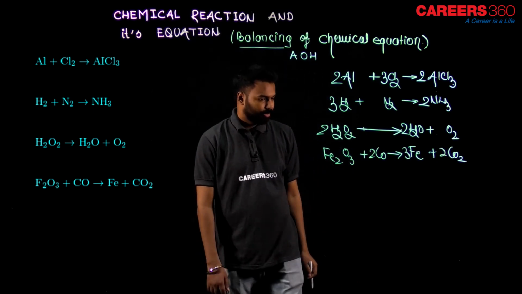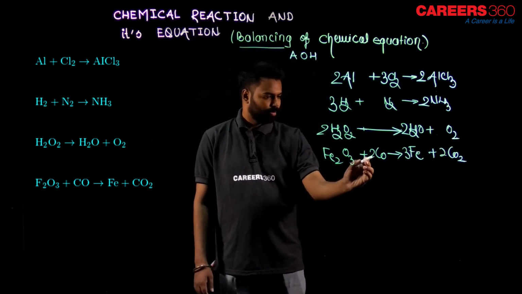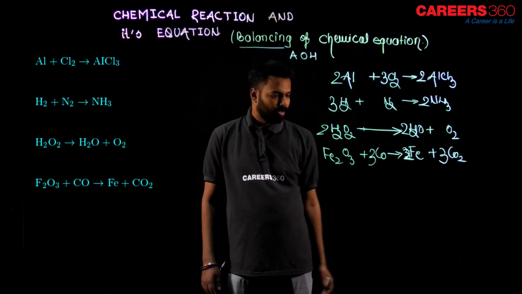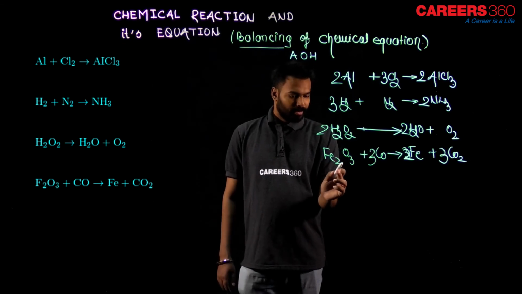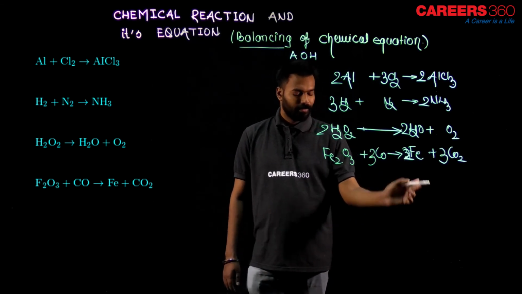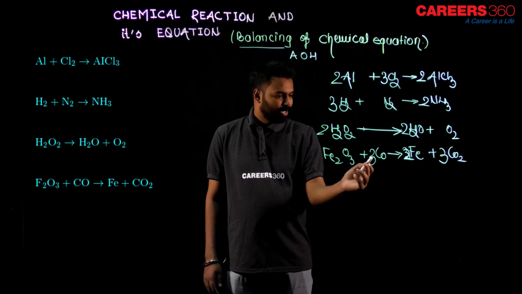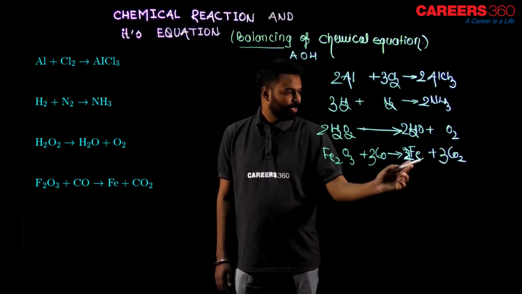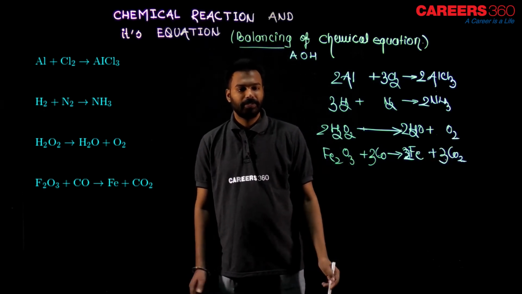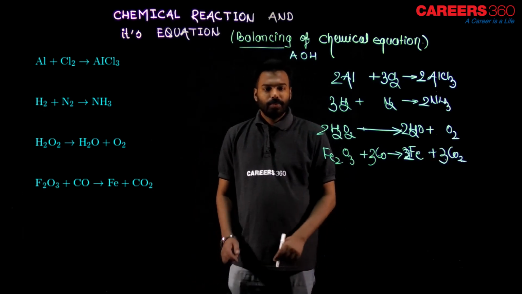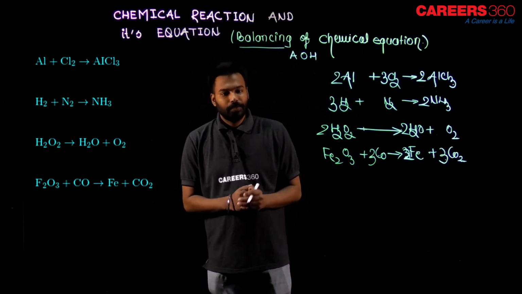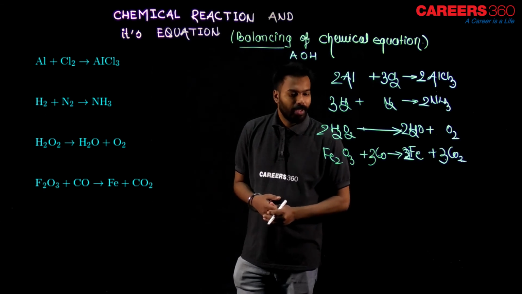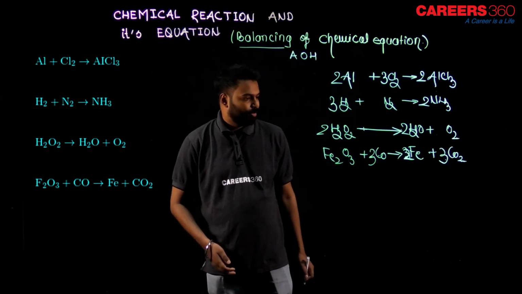Is it balanced? See, 2 iron, okay, and 2 iron, balanced. 3 oxygen and 6 oxygen, 3 2s are 6 oxygen, 3 carbon and 3 carbon, okay, so it is balanced. So now it's very easy to balance the chemical equation for you also, because you have practiced around 10 questions. Let's see the next example now.